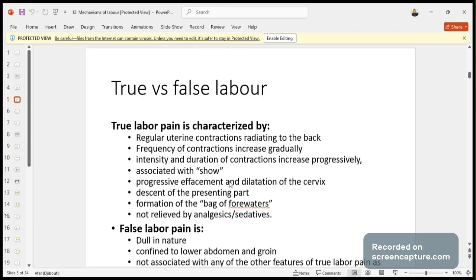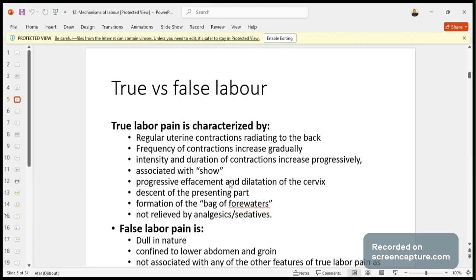Formation of the bag of forewaters. Talking about the forewaters, you need to know about the hindwaters. Now, the amniotic sac is leveled during the consistent regular uterine contraction, and the amniotic fluid divides into two. The water in front of the head of the fetus, we call the forewaters. The waters behind or at the back of the fetus, we call the hindwaters. So there is always a formation of the bag of forewaters, and later on it will rupture. The rupture of membrane releases the forewaters completely.